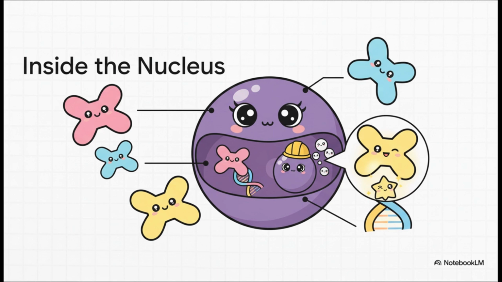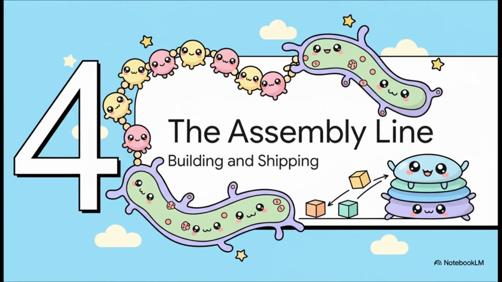Oh, and you see that dark spot? That's the nucleolus. Think of it as a factory within a factory that builds the cell's protein-making machines. So, now that we have the instructions from the nucleus, it's time to see where the real work happens.